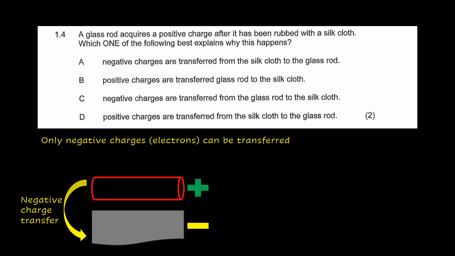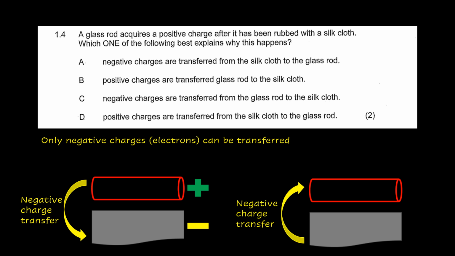If, however, the electrons are transferred from the silk cloth to the glass rod during rubbing, the silk will now have a shortage or a deficiency of electrons, meaning it will become positively charged. And the glass will have an extra or an excess of electrons, meaning it will become negatively charged.